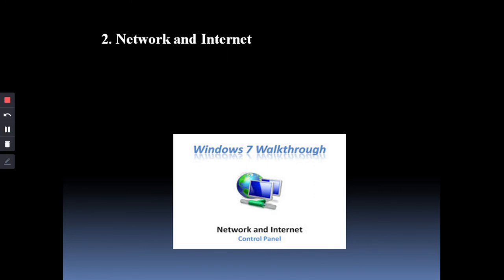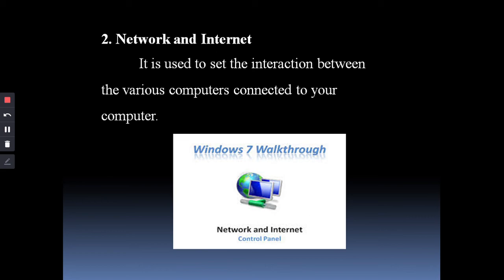The second one is network and internet. It is used to set the interaction between the various computers connected to a computer. Network and internet is used for the interaction between the various computers connected to a computer. This is the icon of network and internet. This is used only for data connection and network, anything.